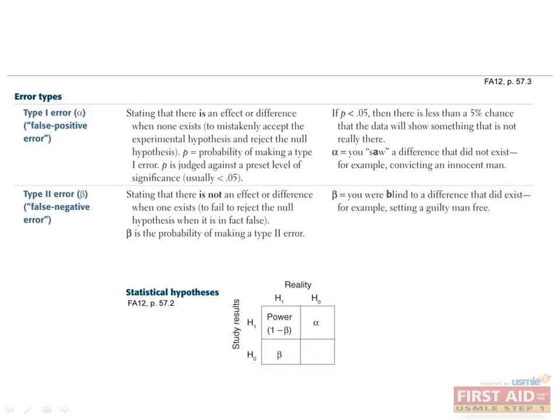A real-life example of type 2 error is setting a guilty man free. You are accepting the null hypothesis that the man is innocent and rejecting the alternative hypothesis that the man is guilty of committing the crime, when in fact the null hypothesis is false.